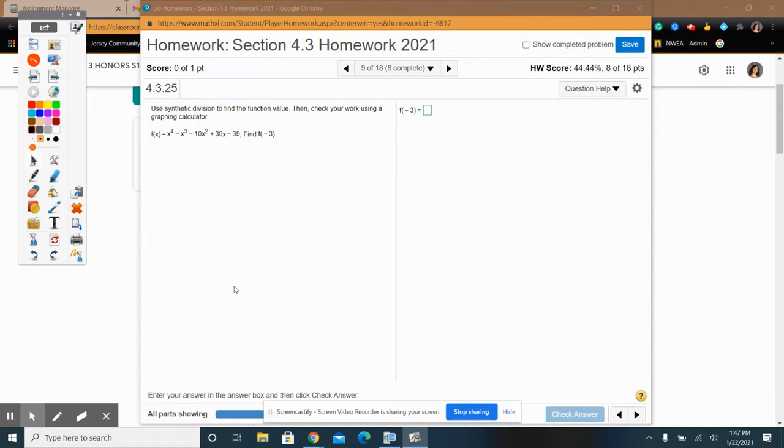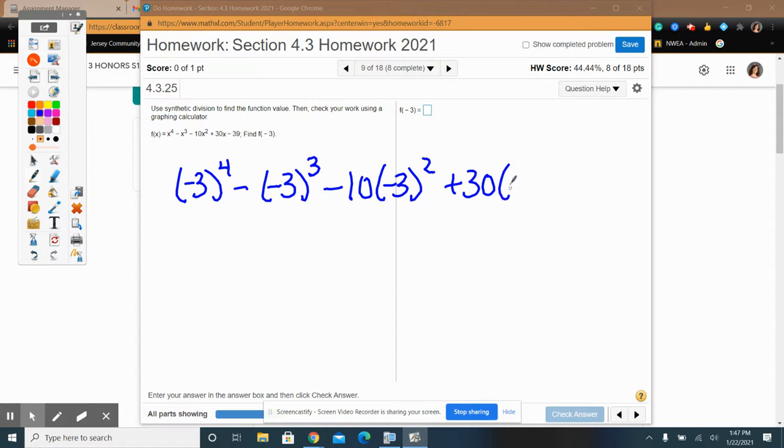Same thing here. It says to use synthetic division, but I don't want to. Just plug in -3. Make sure you use parentheses. (-3) to the fourth minus (-3) to the third minus 10 times (-3) squared plus 30 times -3 minus 39. So what happens here? (-3) to the fourth will end up being positive, and it's the same thing as 9 times 9, which is 81.